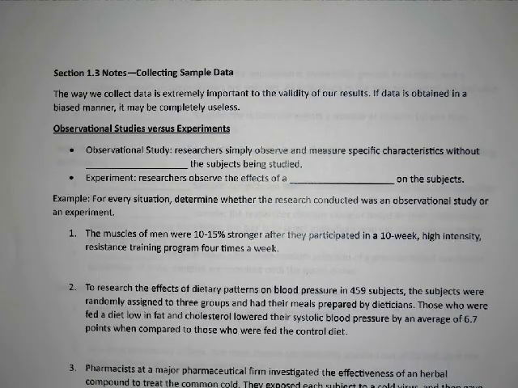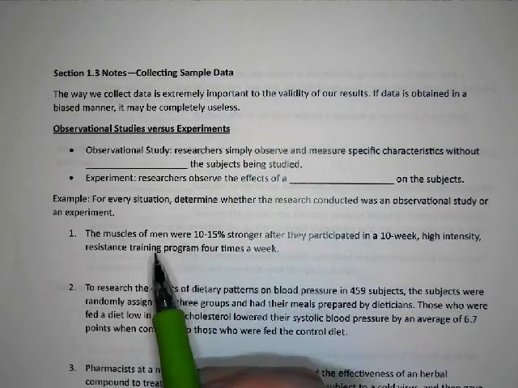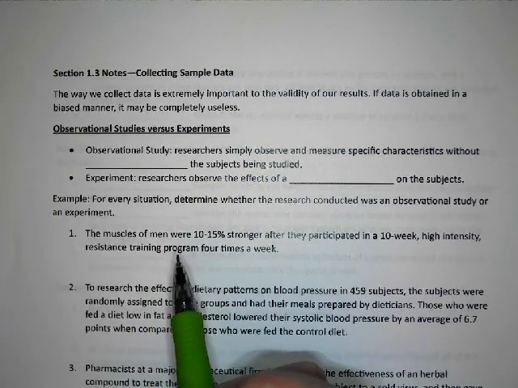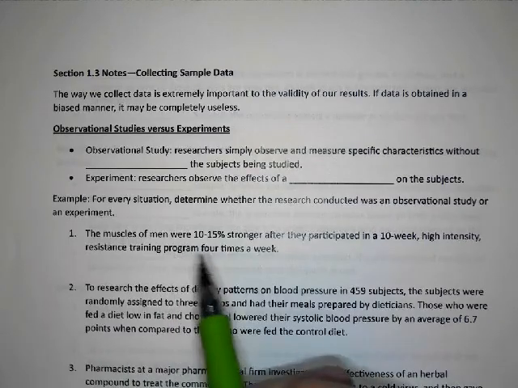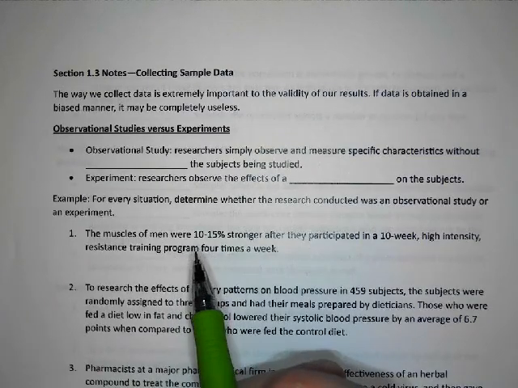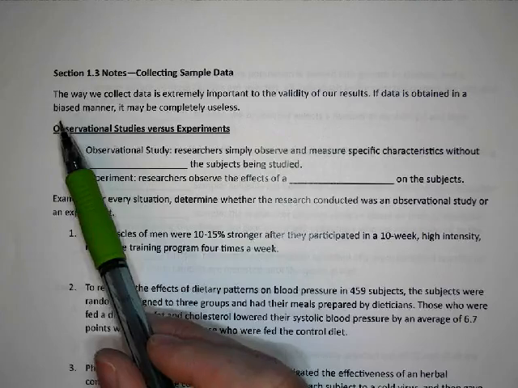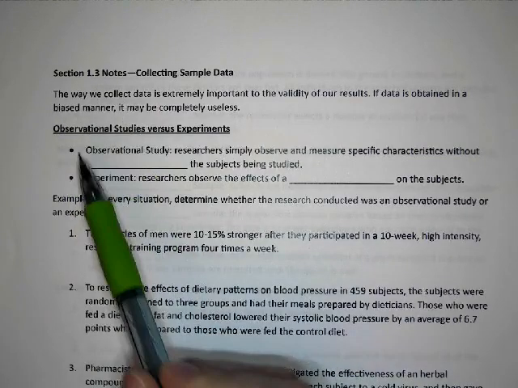This video is going to be on the section 1.3 notes, which is on collecting sample data. So the way we collect data is extremely important to the validity of our results. If data is obtained in a biased manner, it may be completely useless because it's not going to give us results that are truly unbiased about the population if it was obtained in a biased way.